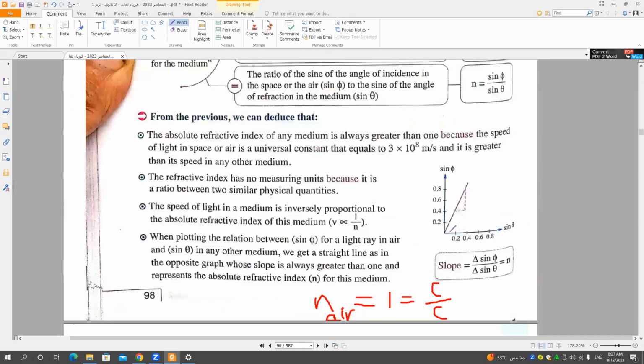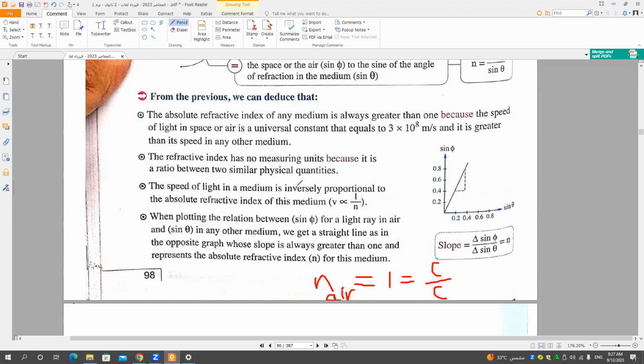What will happen if we get the slope? The slope will be more than 1 for two different media. The absolute refractive index of any medium is always greater than 1 because the speed of light in space or air, the universal constant, equals 3 times 10 power positive 8 and is greater than in any other medium. So space or air is the fastest medium in which light travels.